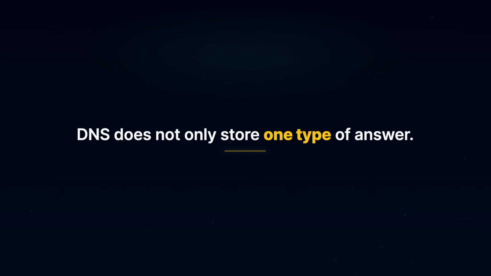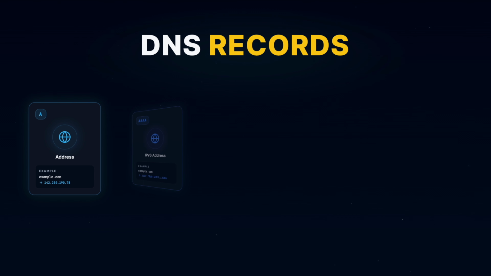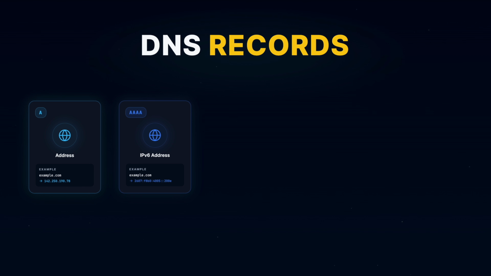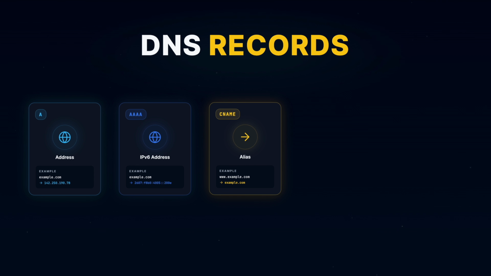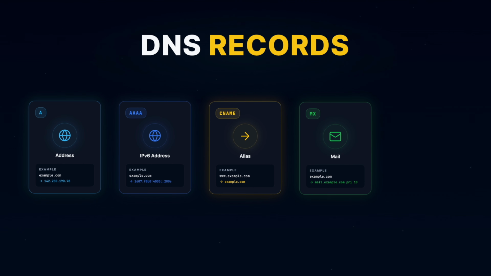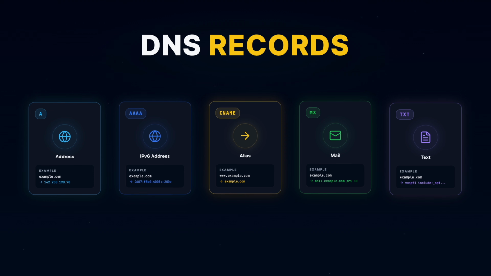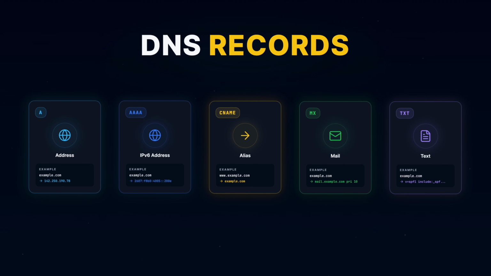DNS does not only store one type of answer, it stores records. An A record points a domain to an IPv4 address, and a quadruple A record points a domain to an IPv6 address. A CNAME record points one domain name to another domain name. An MX record tells email where to go. And a TXT record stores text, often used for verification or security. So DNS records are instructions that describe how a domain should work.